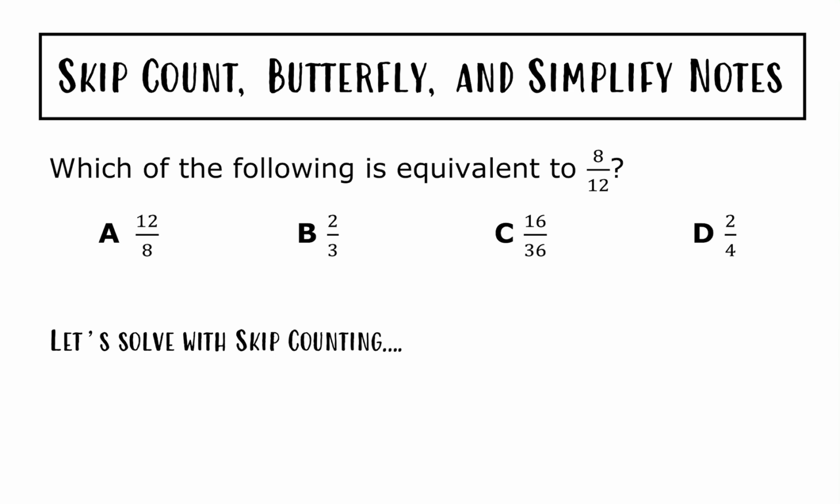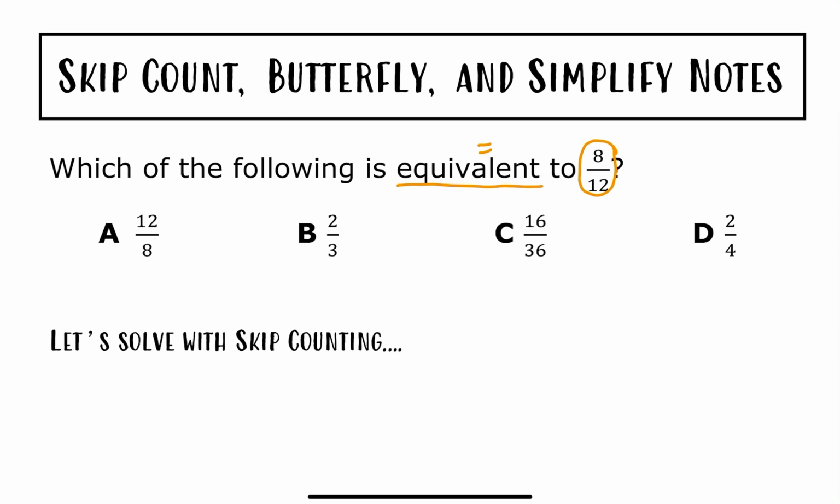It says, which of the following is equivalent to 8 over 12? And hopefully at this point we know that equivalent means equal. And we are comparing this to 8 over 12. But if I'm looking at my answer choices, none of them have an 8 and a 12. So obviously, I'm going to have to do something here.